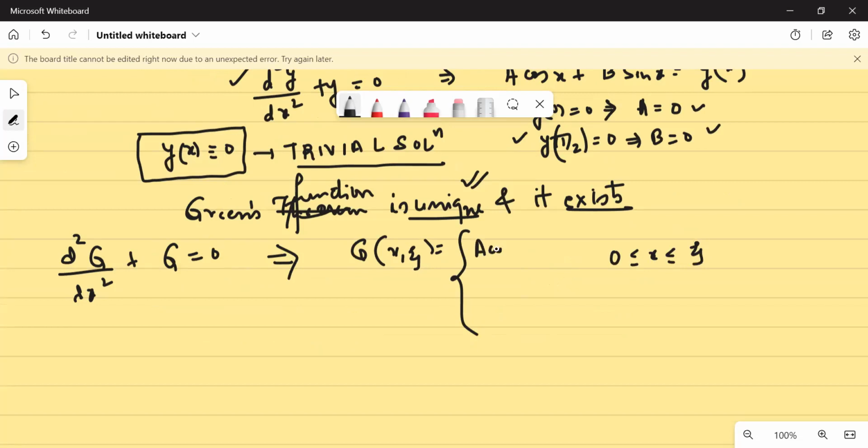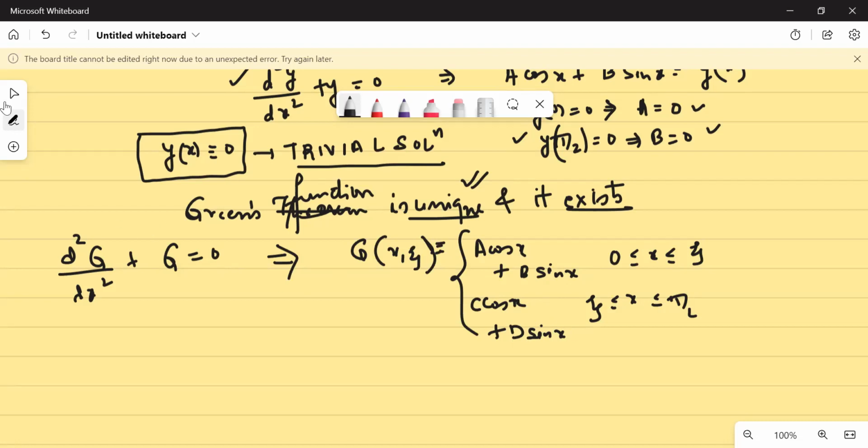Here I can write a cosine x plus b sine of x, where x lies from zeta to pi by 2. And here I can write, let's say, c cosine of x plus d sine of x. If I'm not wrong, I think this is right. Okay. Now, overall, you can understand that this is your Green's function.